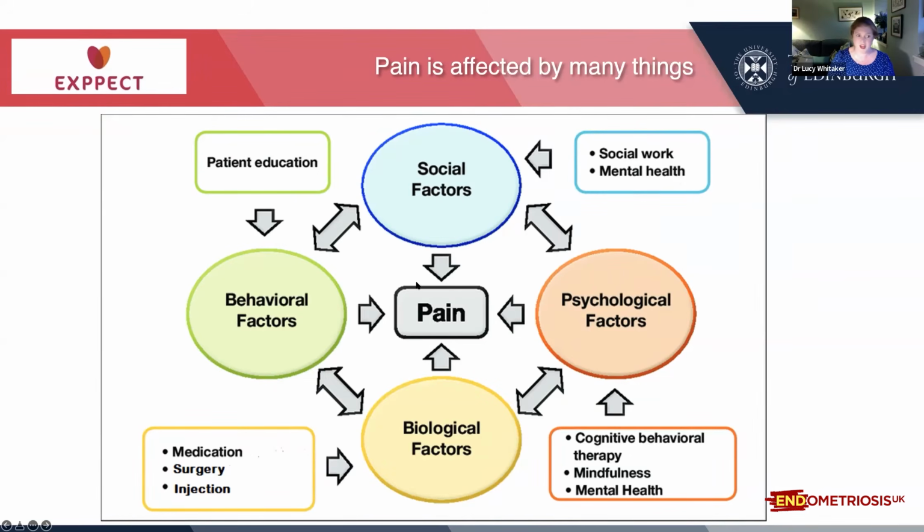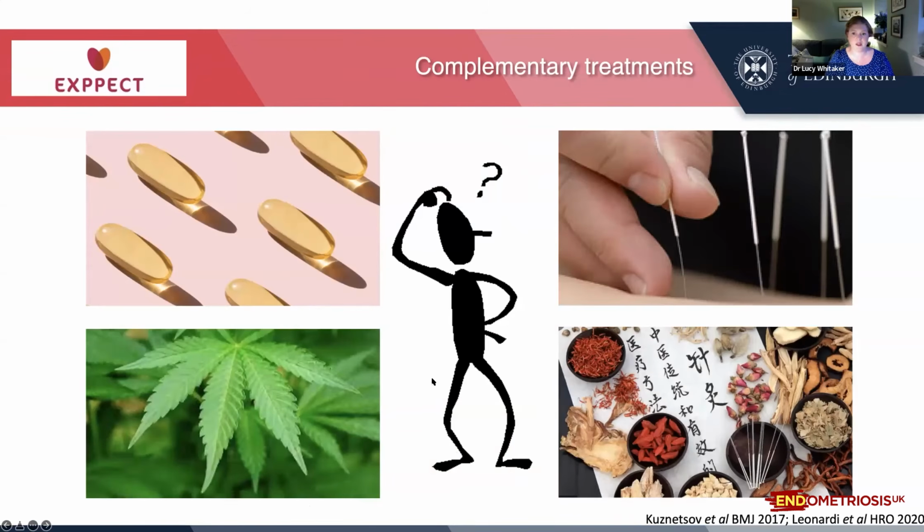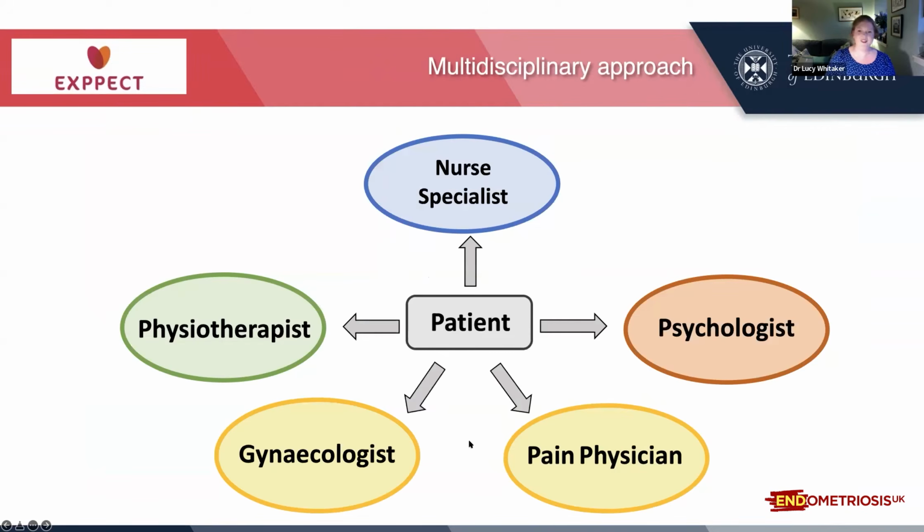For some, medication and surgery will be very effective and will all be needed. But for other individuals, those are either not appropriate or ineffective. And I think that's where this multidisciplinary approach becomes even more key. So it's not just the role of the gynecologist or the general practitioner, but also the role of pain psychologists, pain physicians, physiotherapists, nurse specialists, this multidisciplinary approach to all these facets of pain to improve quality of life and pain management.